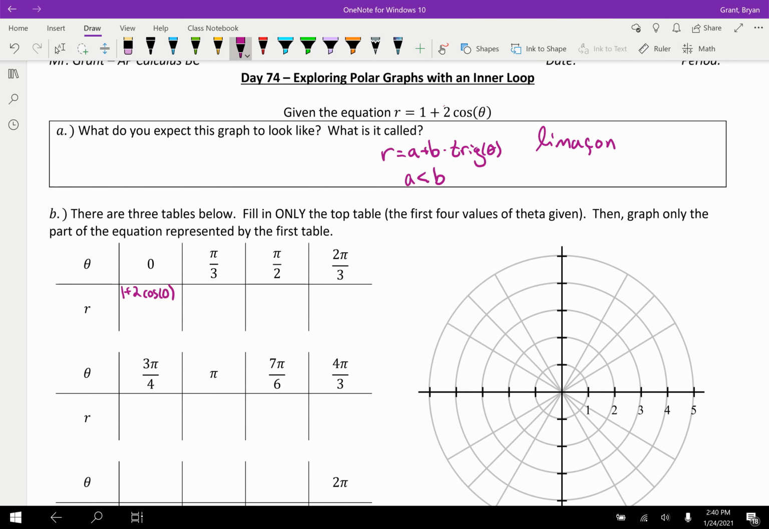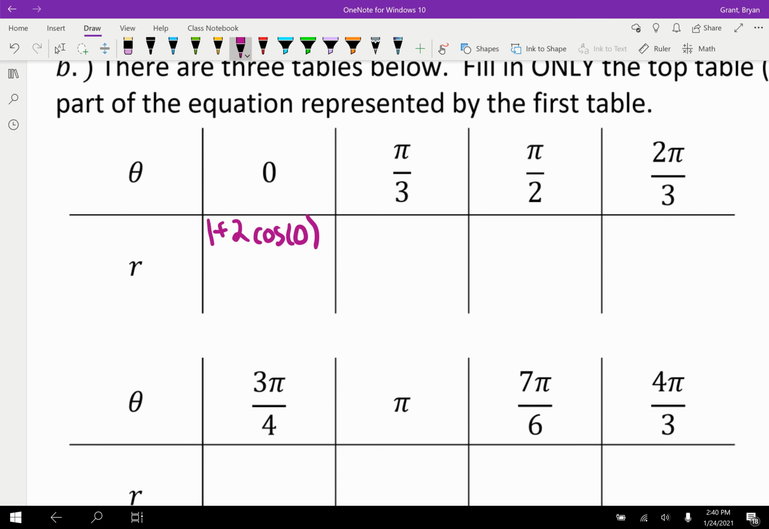This becomes 1 plus, let's see, cosine of 0 is 1, 1 plus 2 is 3. Nice. All right, pi over 3, 1 plus 2 cosine of pi over 3.